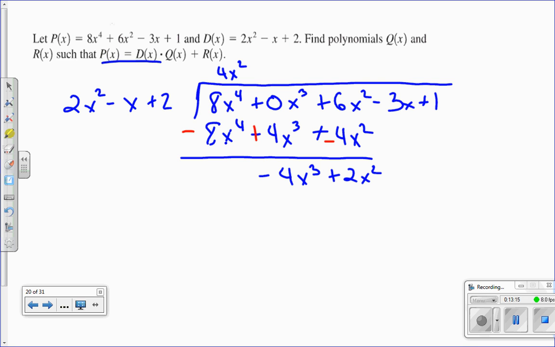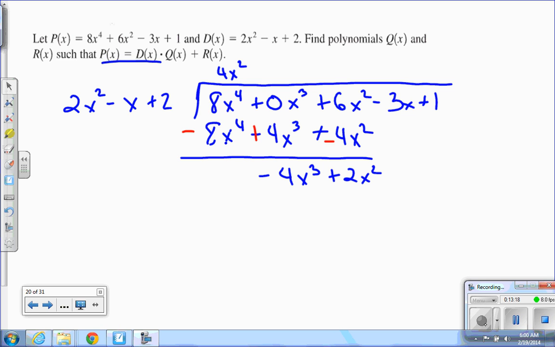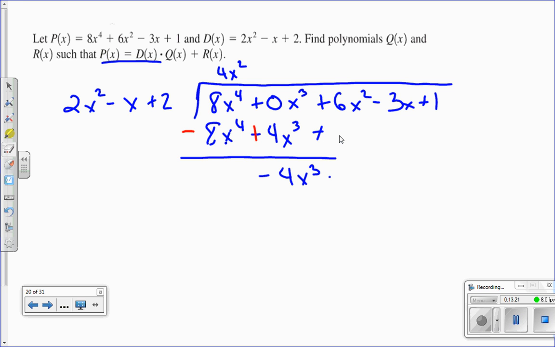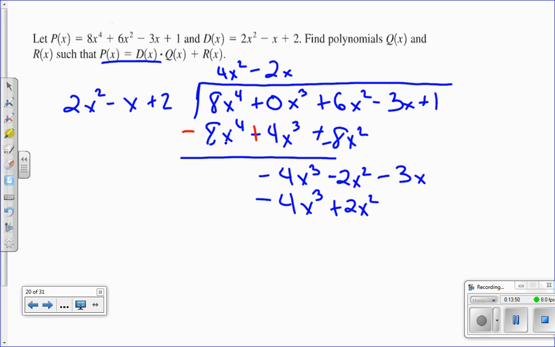So minus, plus, minus. And I'm going to end up with a negative 4x to the third plus 2x squared. Let's now bring down, correction here. When I take 4 times a 2, I'll get an 8x squared. And then when I subtract that, I'll get a minus 2x squared. There we go. Let's bring down that minus 3x. And we're ready for another mini division. We're going to take negative 4x to the third divided by 2x squared and get minus 2x. Multiplying through, we get negative 4x to the third. Multiplying this by the x is a plus 2x squared. And multiplying 2x by the 2 is a minus 4x.